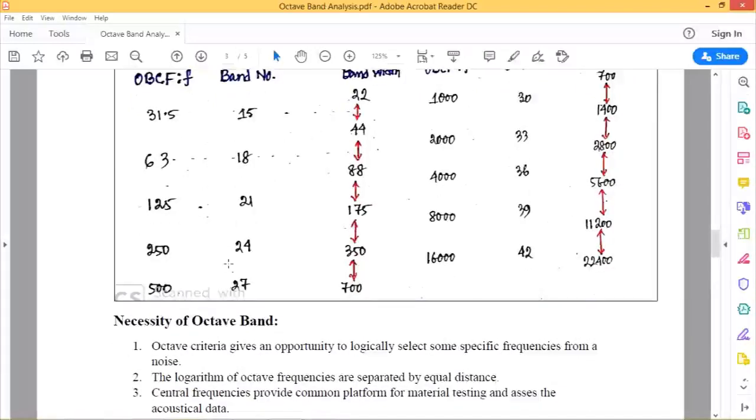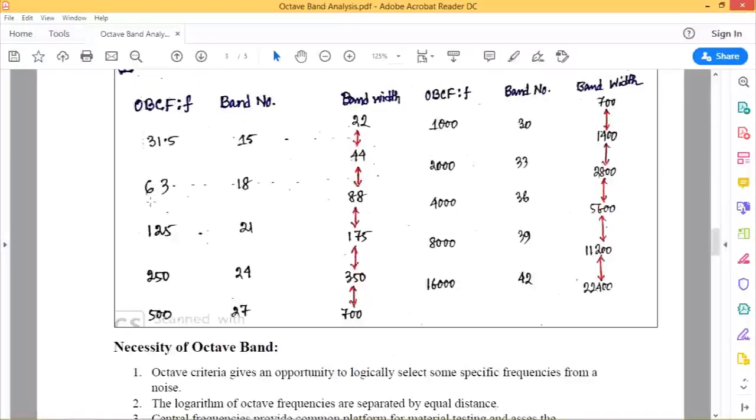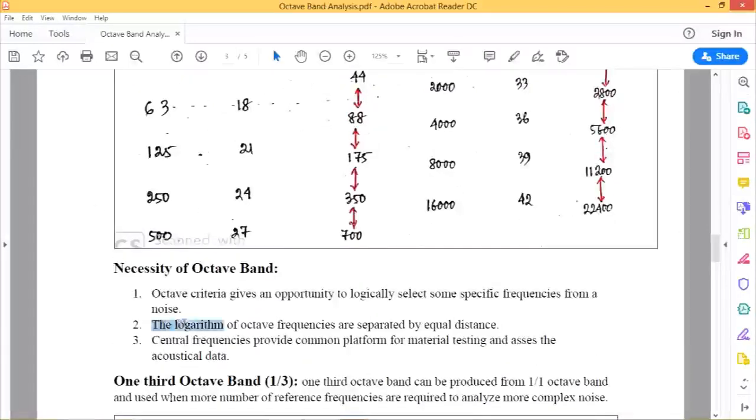From this table, you can say that octave frequencies 31.5, 63, 125, 250 are all lying in a GP series, and the band numbers 15, 18, 21, 24 are all lying in an AP series. GP means geometric progression, AP means arithmetic progression. So octave band central frequencies lie in a GP series, and band numbers lie in an AP series. That is what is written in necessity number 2: logarithm of octave frequencies are separated by equal distance.